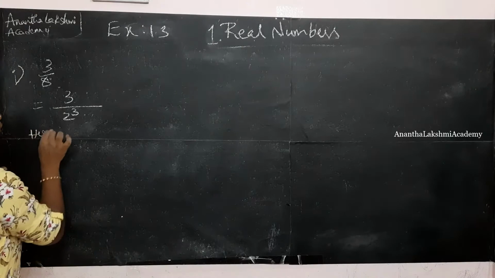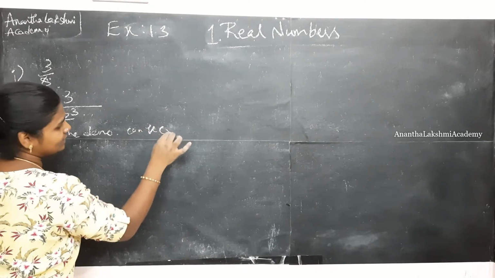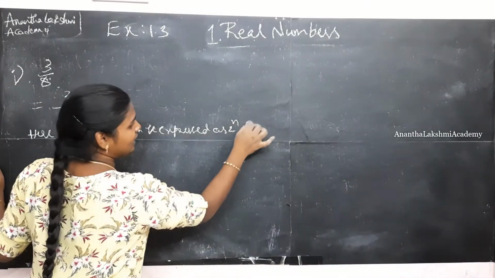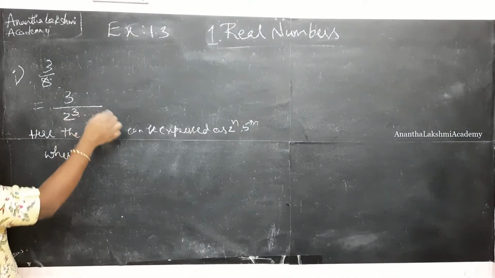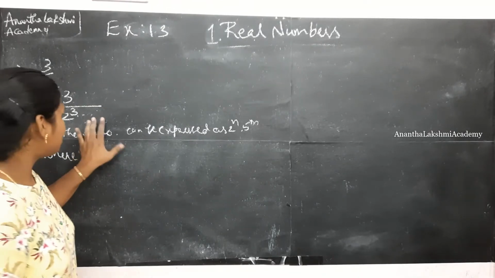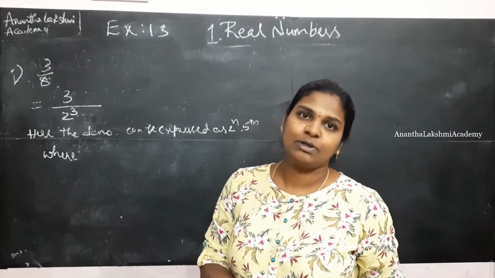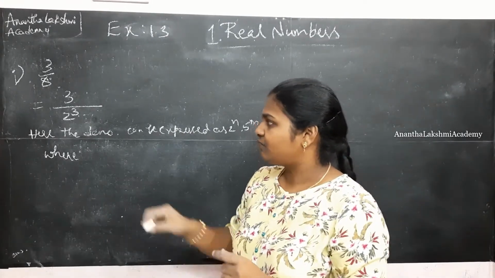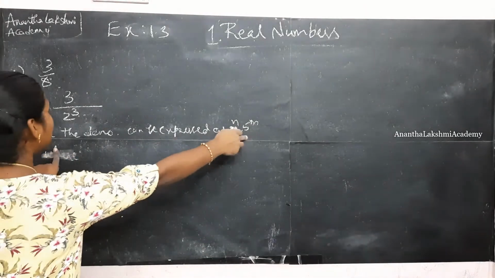Here, the denominator can be expressed as 2 power n 5 power m, right? What happens if I substitute 5 power 0? It is 1. So whenever you can express the denominator as 2 power n and 5 power m, either it should be divisible by both 2 and 5, or only by one of them. So let us consider here that the denominator can be expressed as 2 power n and 5 power m.